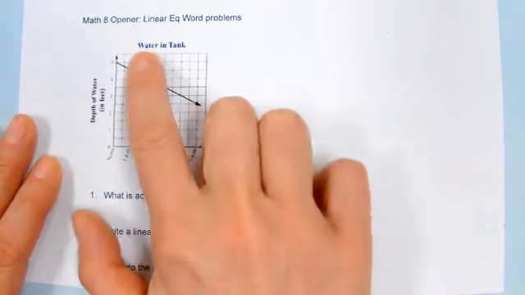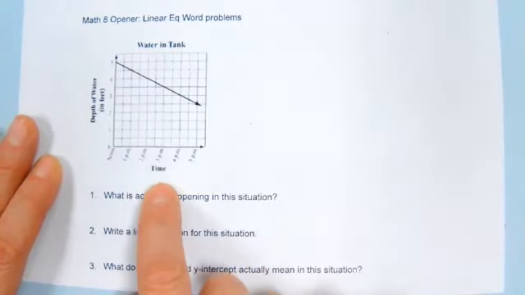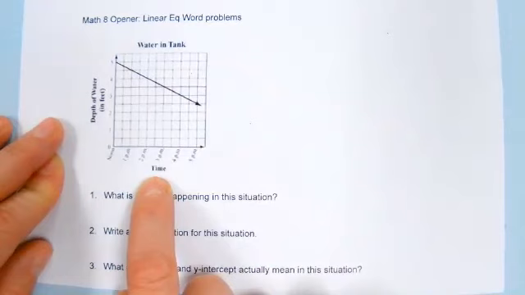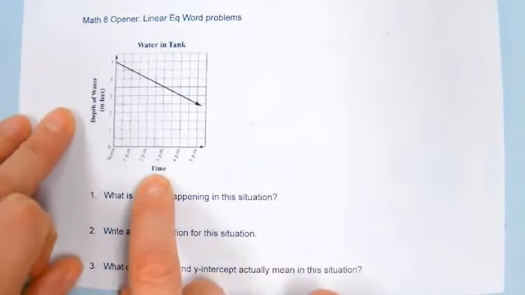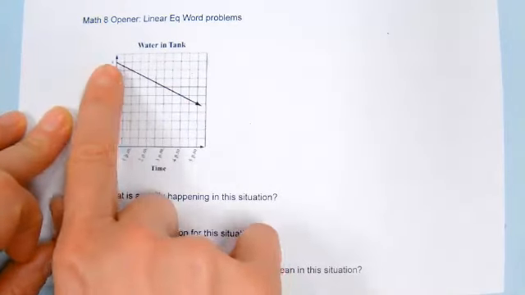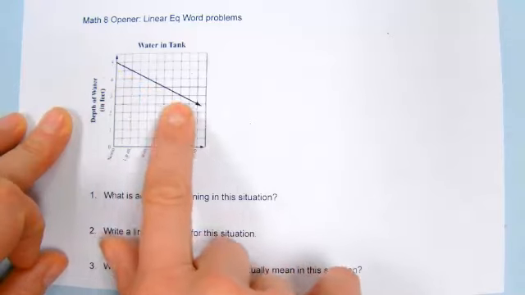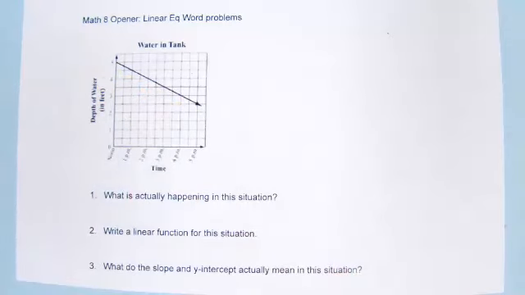So this is talking about water in a tank, right? And then you're looking at your variables. So it's the time versus the depth of the water in feet, right? So what's happening to the water in this tank? It's decreasing, right? They are either emptying the tank on purpose or there's a leak in it, right? So hopefully they're doing it on purpose and it's not a leak.